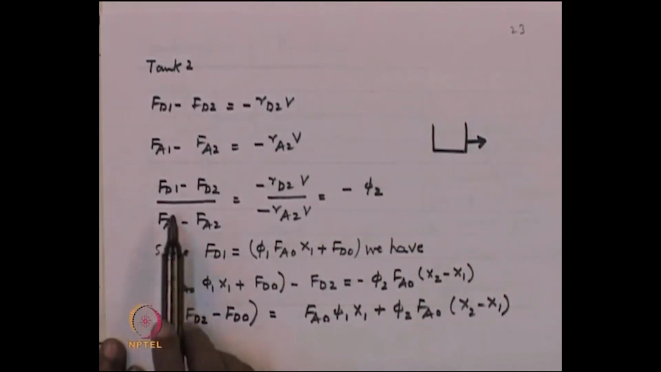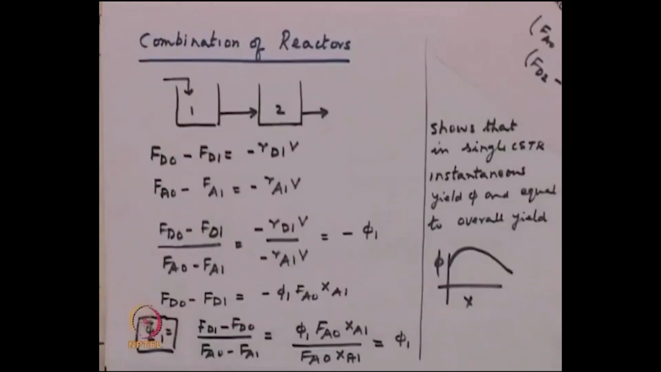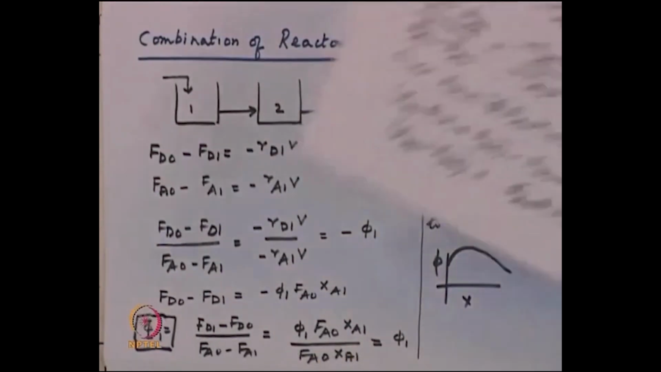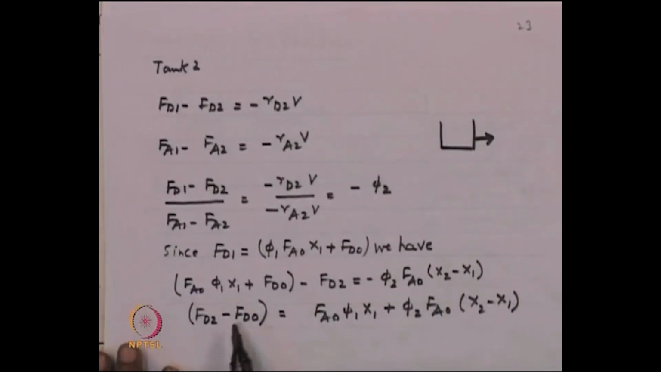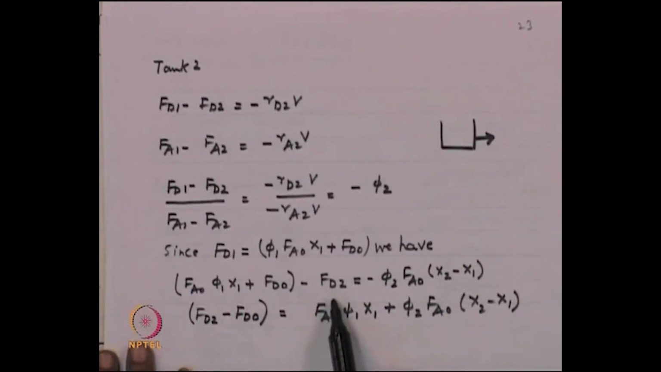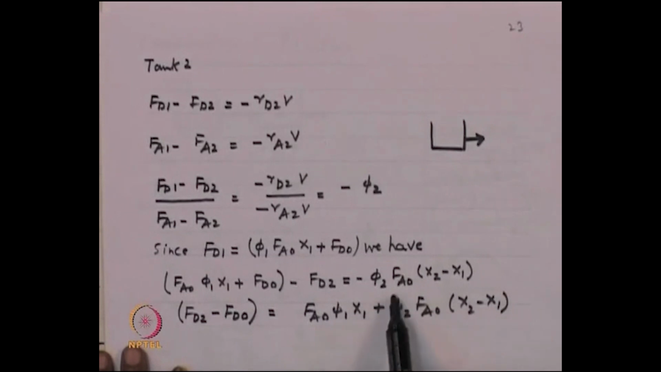Therefore, F D 1, I have replaced it from here, F D 1 comes from here. So, I have just replaced it from the previous page. So, what you get here is F D 1 in terms of phi 1 x 1 F D 0 stays, F D 2 equal to phi 2 F A 0 times x 2 minus x 1. Is this clear to all of us? How this phi 2 F A 0 x 2 minus x 1 comes?